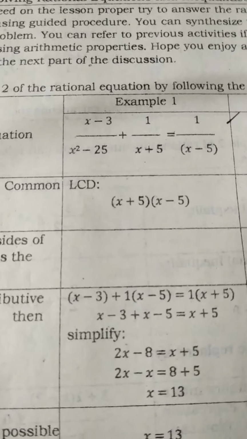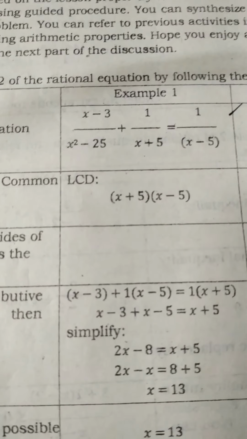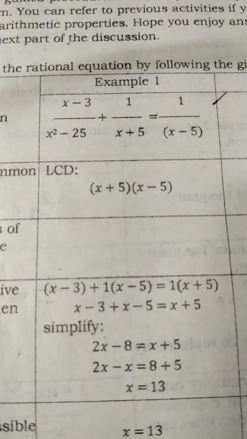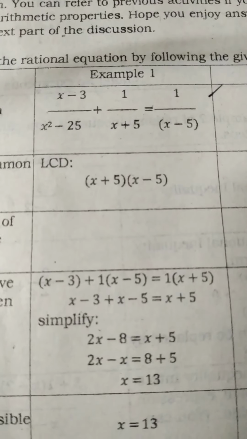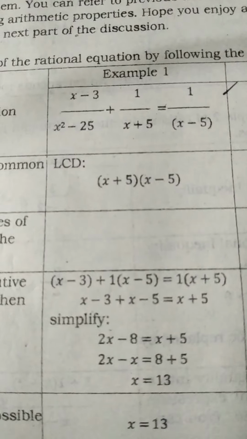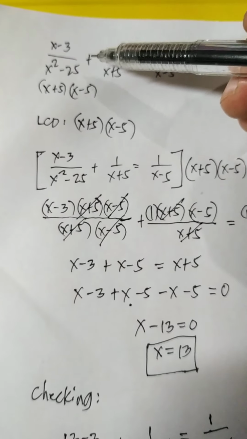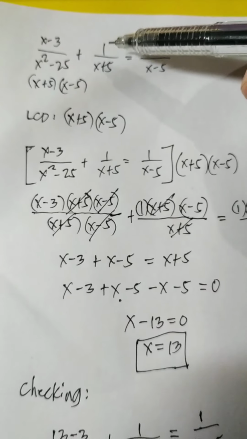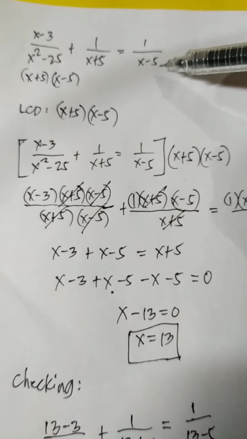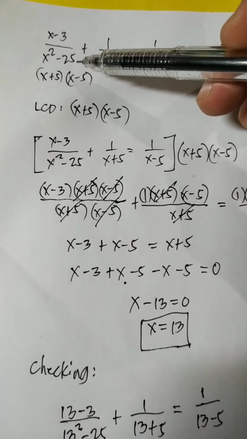So we go directly to our example for rational equations. We have the problem x minus 3 divided by x squared minus 25, plus 1 over x plus 5, that is equal to 1 divided by x minus 5. The first step now is we are going to factor.